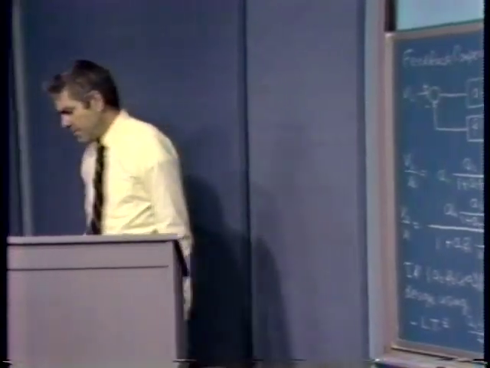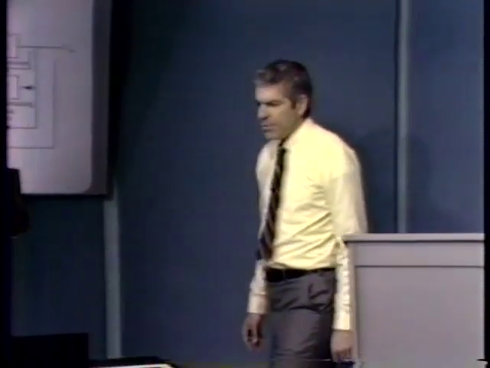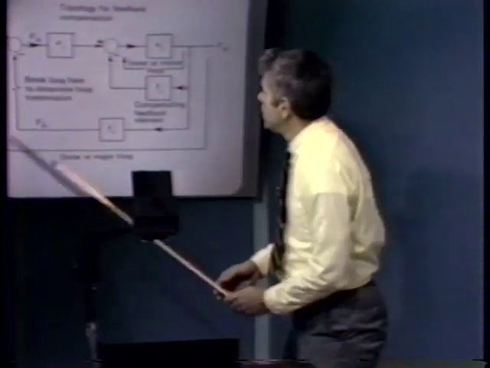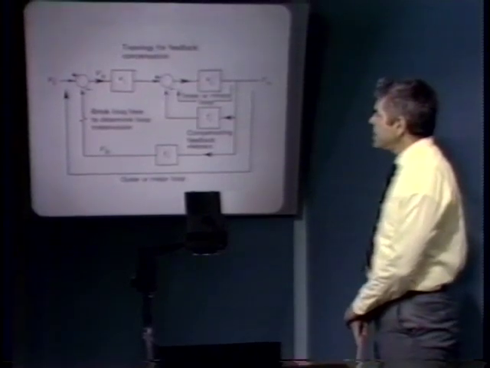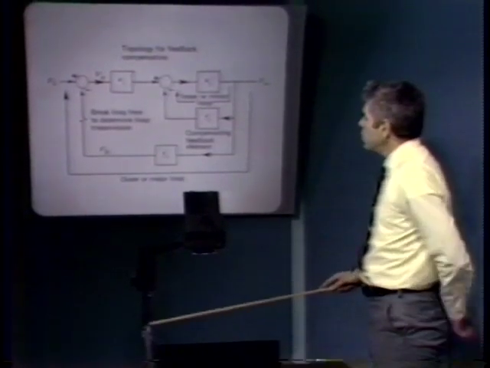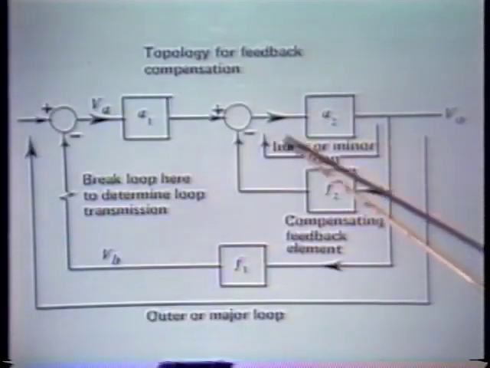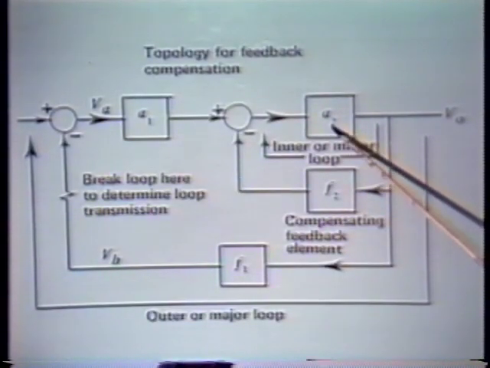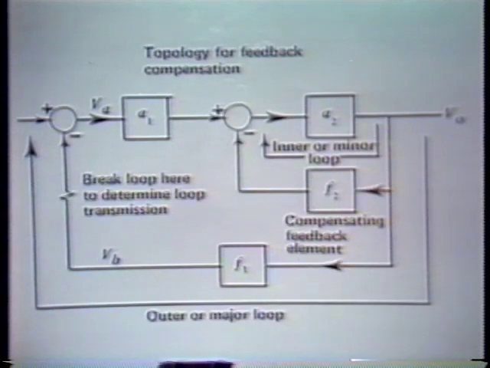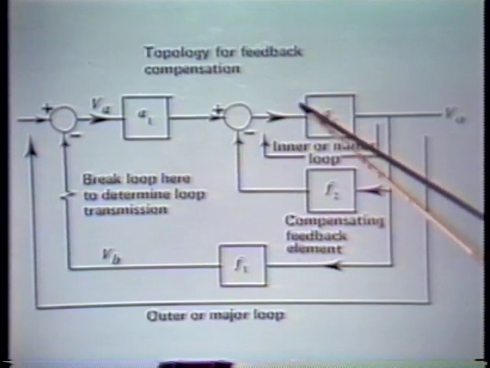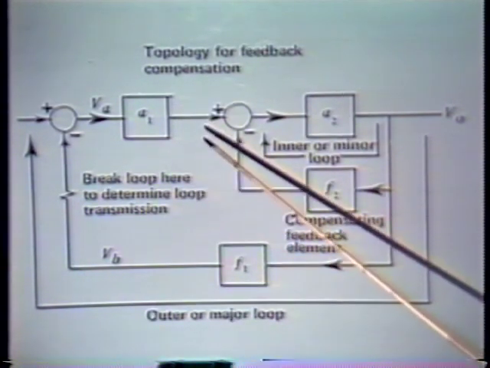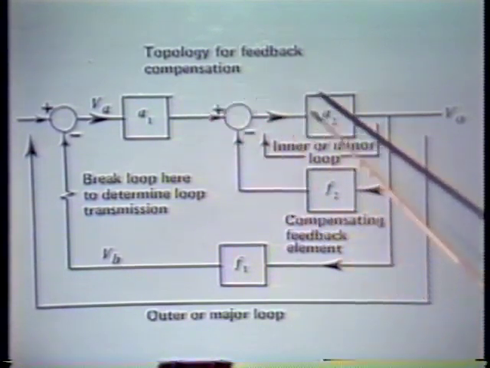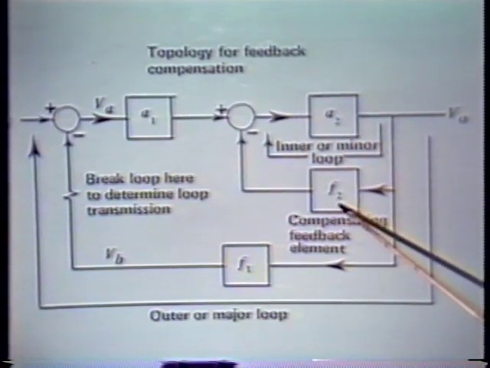The hope in minor loop compensation is that we're able to make the minor loop effectively honest, if you will, controlled by feedback at the major loop crossover frequency. In other words, what we do is hope that the loop transmission of the minor loop, the A2 F2 product, at the frequency, particularly of crossover of the major loop, we hope that that A2 F2 product is large. If that's true, then the transfer function from here to here is about equal to 1 over F2.